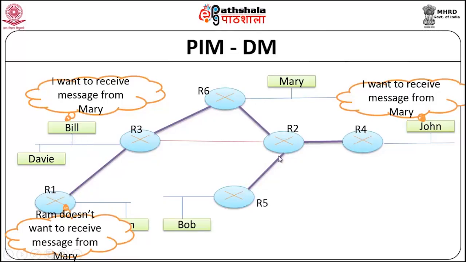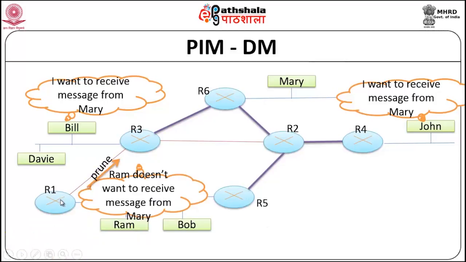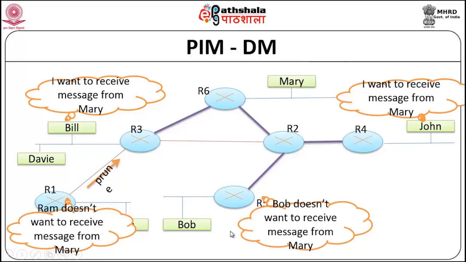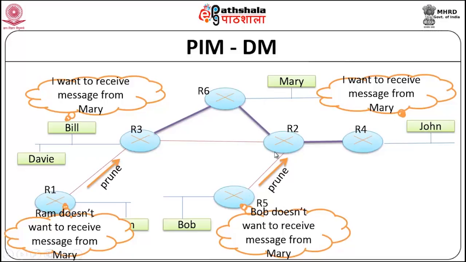Now remember that, you can see that in addition to reaching the desired receivers, it is also being sent to other routers which are actually not interested in receiving this data. Ram, for instance, does not want to receive messages from Mary. So, since R1 does not have any members who are interested in this group, it sends a prune message to R3. Similarly, Bob also will not be interested in receiving any message from this group. So, this router here, R5, also does not have any members, therefore it will also send a prune message.